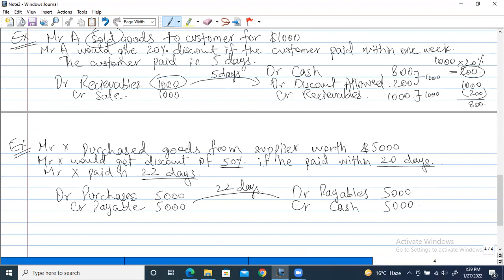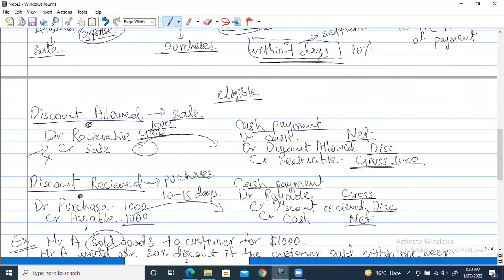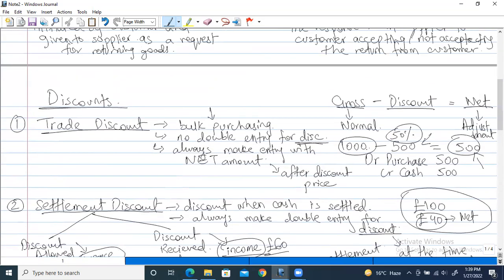Okay, so for discount received and discount allowed, two examples we have done. Okay, and the discount chapter has also ended over here, the discount topic. Okay, I hope you're clear about this as well. I'll send you the notes as well.